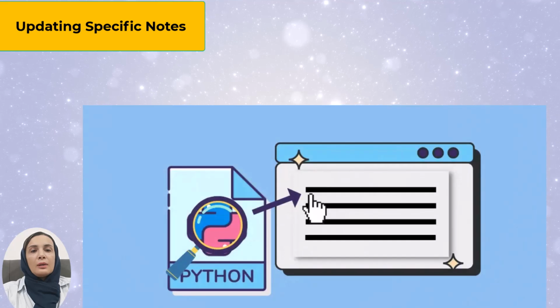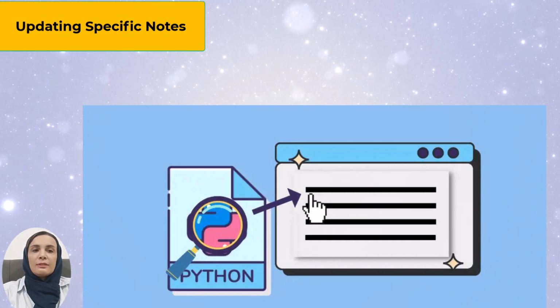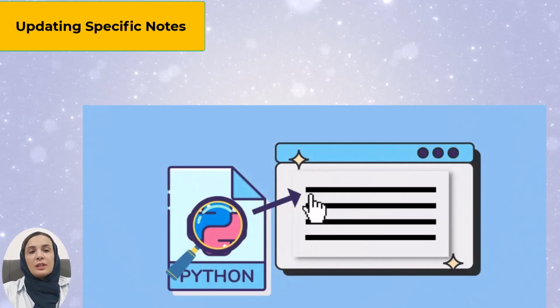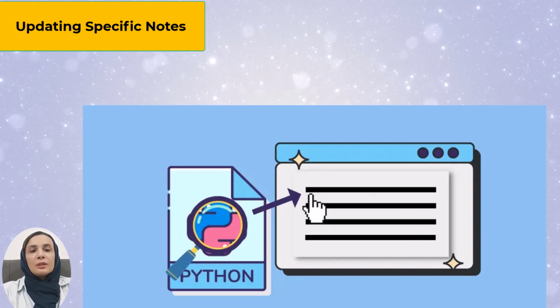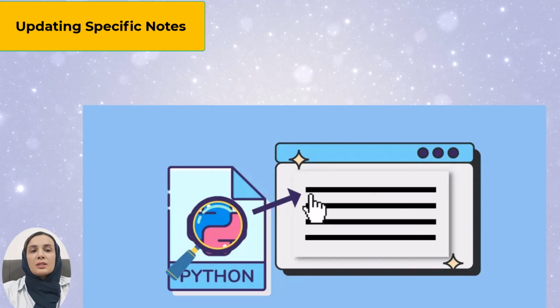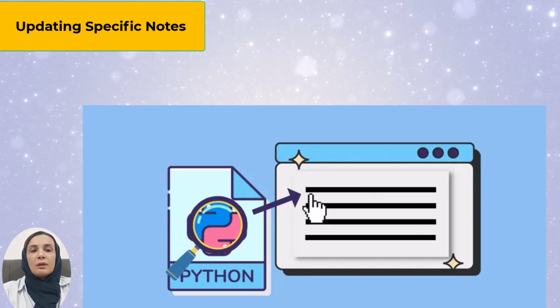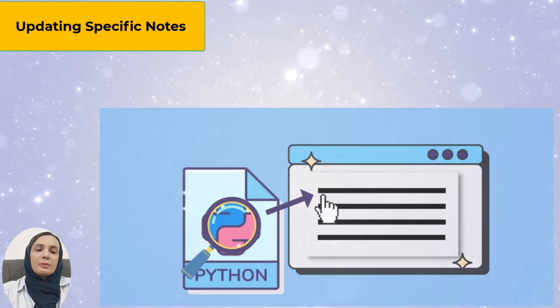Let's say a task has been completed and we need to update our notebook to reflect that change. Files don't allow direct editing of specific lines. We'll read all lines, make changes in memory, and overwrite the file with the updated information.